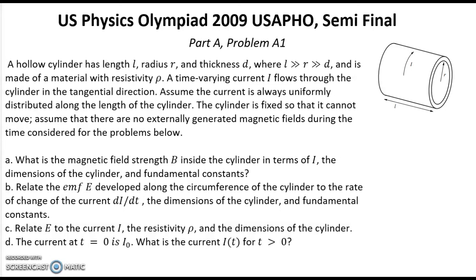Hi to all. Today we will discuss 6 problems from the US Physics Olympiad 2009, USAPHO, from the last round, the semifinal. It consisted of part A, which had 4 problems, and part B, which had 2 problems. For part A, 90 minutes were given, and for part B, there were 90 minutes too.